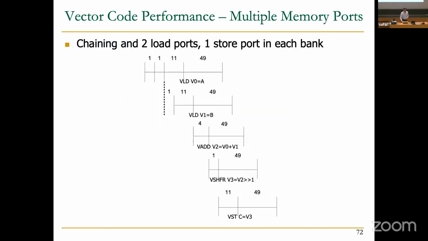So we're going to assume now 2 load ports and 1 store port in each bank, a more expensive memory system. And this will enable us perfect pipelining. You start the first load in cycle 1. The second load is completely independent of the first load. It can go to the other load port. So you start the next load. You almost completely overlap the latency of these 2 loads because they access 2 different ports in memory.